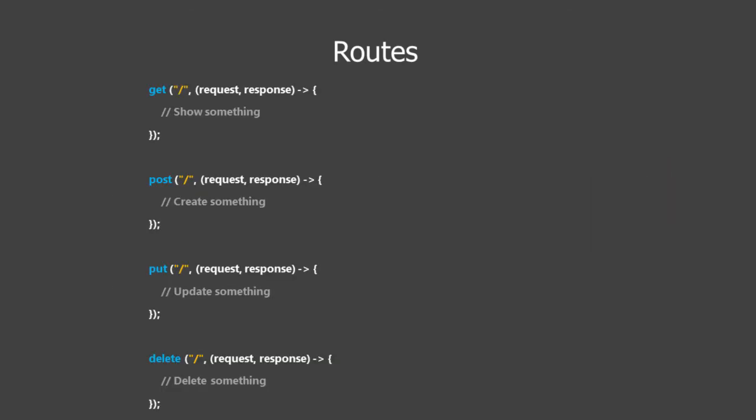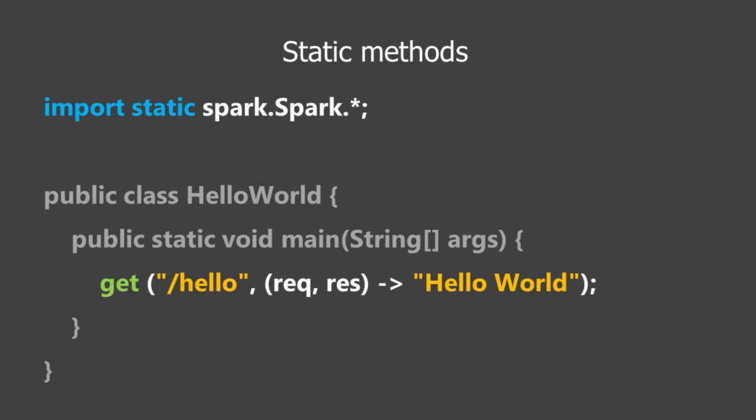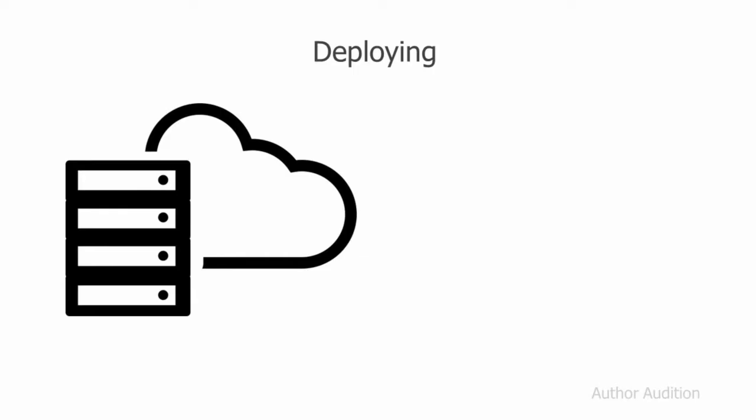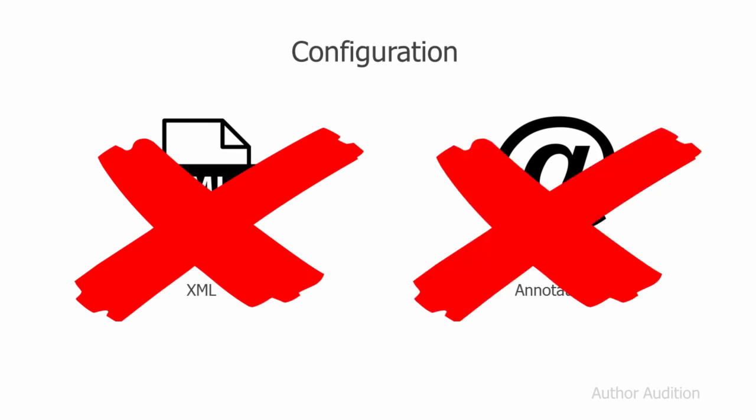Routes are matched in the order they are defined. The first route that matches the request is the one that gets invoked. Get, post, put, delete, and many others are public static methods of the Spark class. They are just statically imported to provide more readable code. Now, when you're ready to deploy your application, you can simply generate a jar file with all your dependencies and execute this file on any platform you want. As you can see, Spark focuses on being simple and straightforward, with no XML configurations or annotations.